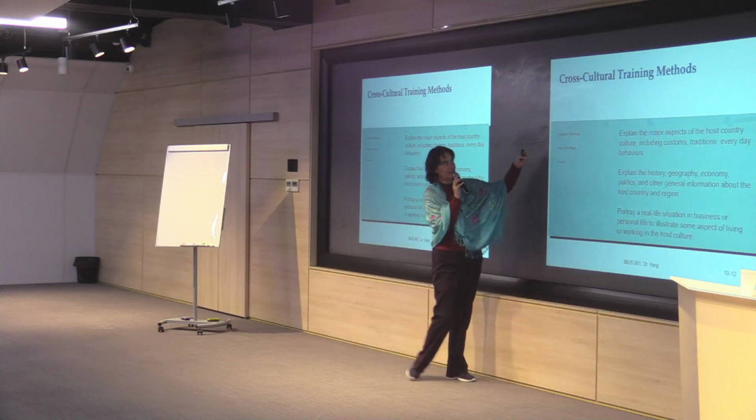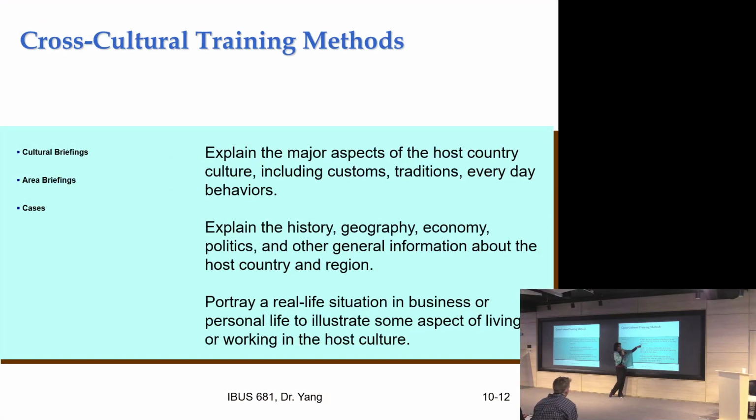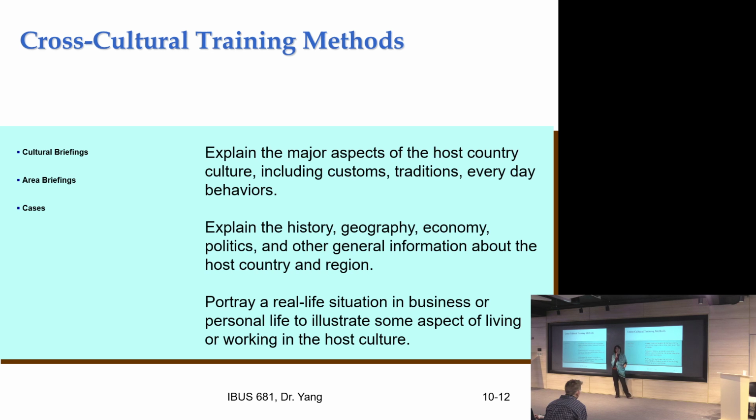There are different types of cross-cultural training. The basic one is really the cultural briefing, which is about culture, customs, traditions, and everyday behavior. The other one is already a little bit more sophisticated. It's area briefing that is going to give you a little bit more about history, geography, and political things, and that's what we were actually studying in this class, and you were presenting when you were having presentation of those 4 selected countries.